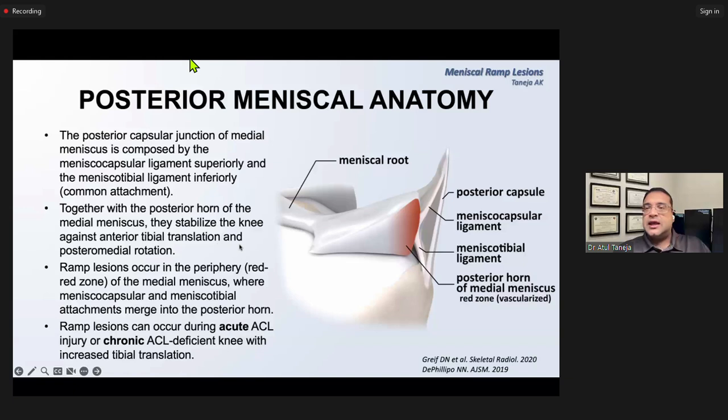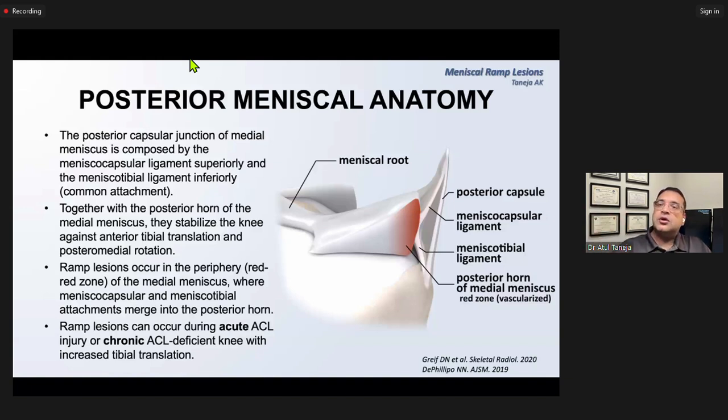Together, they will stabilize the knee against that anterior tibial translation that happens during ACL tear, and also against the posteromedial rotation. Ramp lesions occur in the peripheral zone, the red zone as we call it, of the medial meniscus, where these attachments merge. So this is our hotspot here that we need to be very careful. And as I said before, they can happen either in the acute setting, with an acute ACL injury, you have an ACL tear, you see the meniscal ramp lesion, or in the chronic setting, they can show up later.